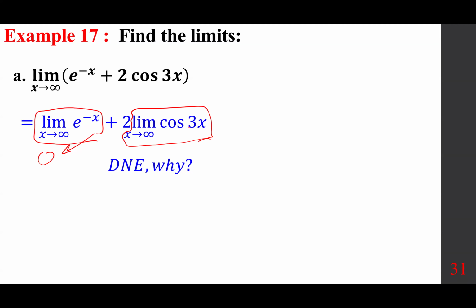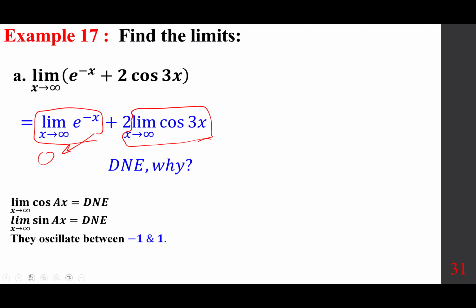does not exist because generally speaking, the limit of cosine ax as x approaches infinity, the limit of sine ax as x approaches infinity does not exist because they oscillate between -1 and 1. As you know, the range for sine and cosine is -1 and 1, so they oscillate between the two values. They don't settle down, and this creates a problem. Therefore, it does not exist.